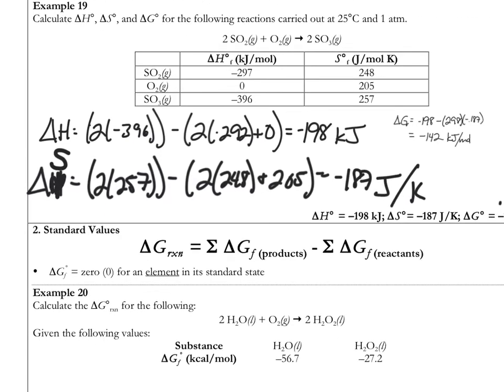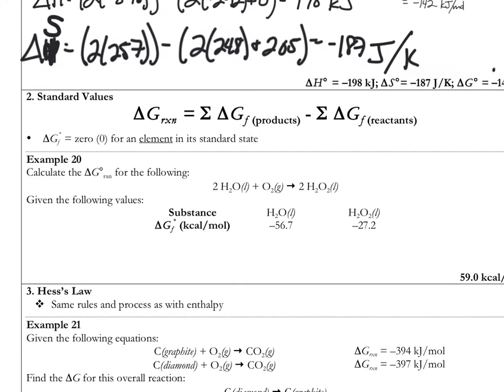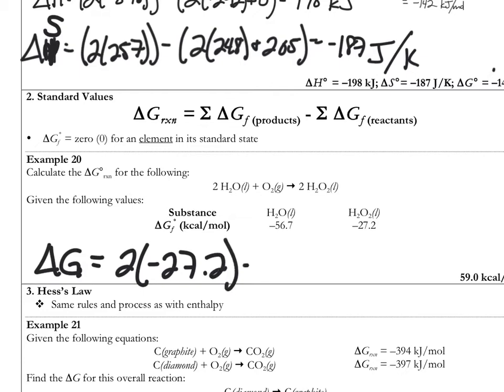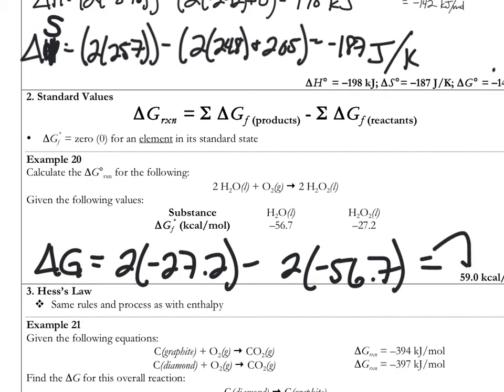The second way to do this is standard values. We've already done this 2 times. We've done this with entropy. We've done this with enthalpy. So hopefully you're not going to be surprised when it's the exact same thing right here. So delta G would be 2 times negative 27.2 minus 2 times negative 56.7 equals, and then we get that.